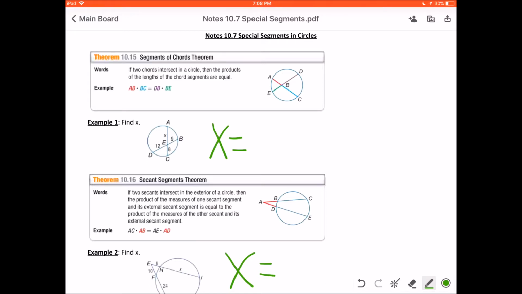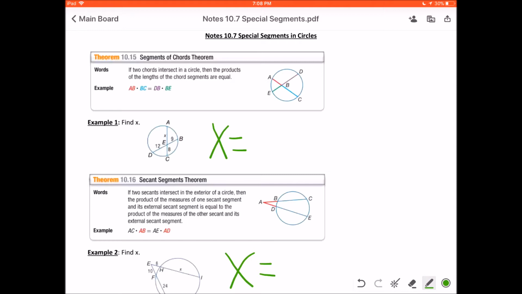Let's go. So there's the segments of chords theorem that says if two chords intersect in a circle, then the products of the lengths of the chord segments are equal. So AB times BC equals DB times BE.